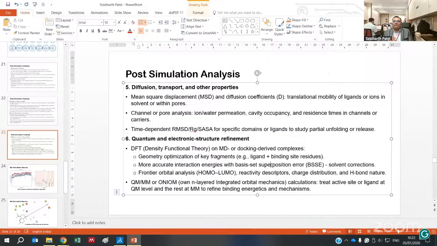But simulation is more realistic because the environment is surrounded by water and other biological components which are present in the biological fluid. So that correction in the energy will be done in simulation. The last one is frontier orbital analysis, HOMO-LUMO analysis. These reactivity descriptors or charge distribution, H bond, nature of H bond, all these details will be included, and then the final energy will be arrived.